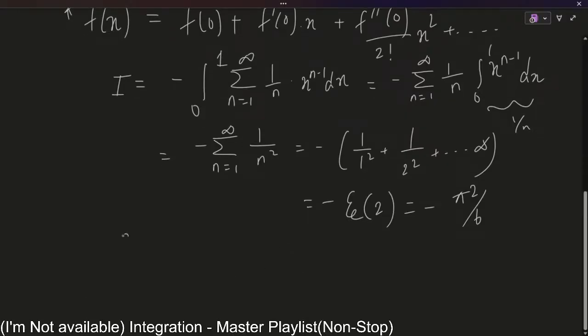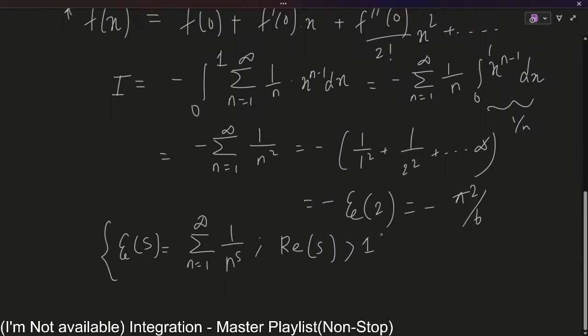But the Riemann zeta function is defined like this: the infinite sum from n equals 1 to infinity of 1 upon n to the power s. And notice that the power s can also be a complex number. It does not only need to be a real number. And this thing converges when the real part of s is greater than 1. So this is how the Riemann zeta function can be defined in terms of real numbers at least. And the answer to this integral is minus pi square upon 6.